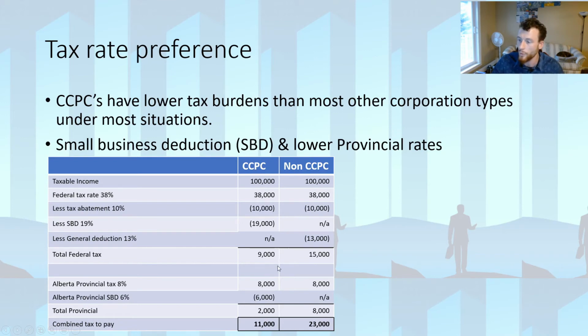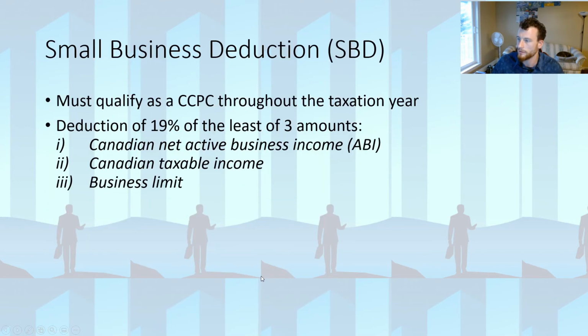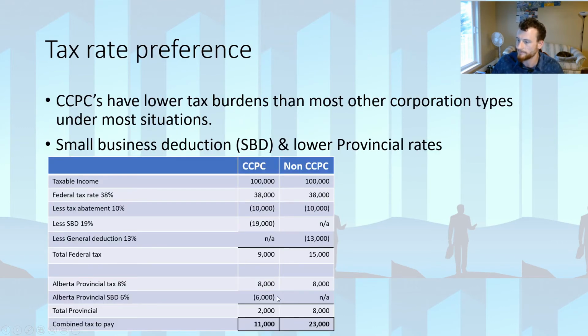And that's only federally. Look at it provincially. For this example, this is in Alberta. The provincial tax rate for corporations is 8%, which they both experience. However, for Alberta, if they qualify for the small business deduction, then they get a 6% deduction, which only results in a 2%, or $2,000 in this case, total provincial tax to pay. The combined tax to pay in this scenario results in a $12,000 tax saving, or 12% tax saving, which is a big deal.